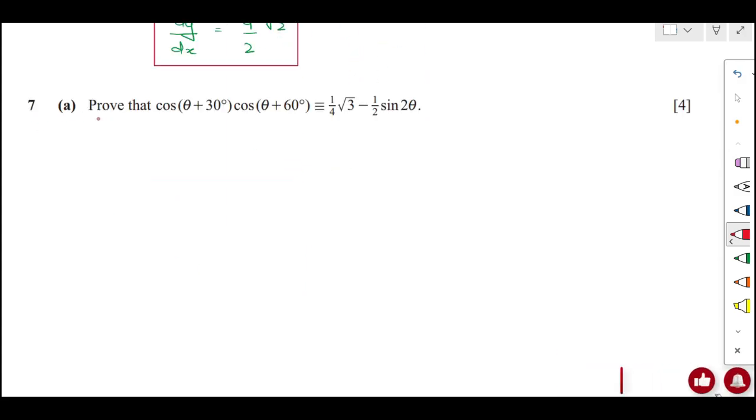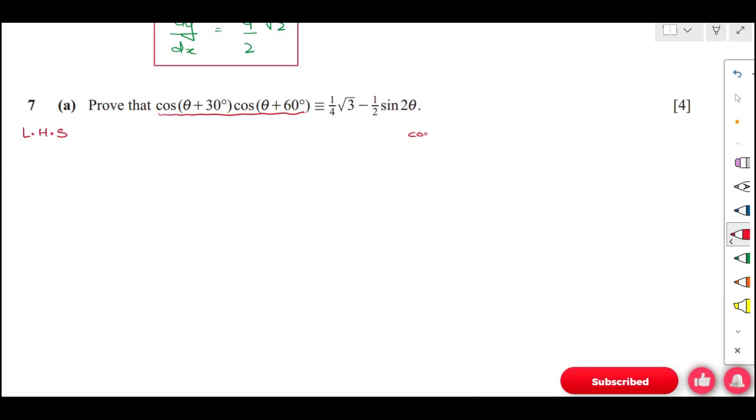Question number 7, part A. Prove that cos of (theta plus 30 degrees) into cos of (theta plus 60 degrees) would be equal to this. Okay, so let me start from my left hand side. This is the left hand side. Cos A plus B formula we have to use over here.